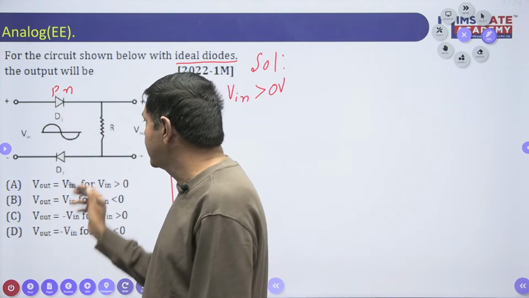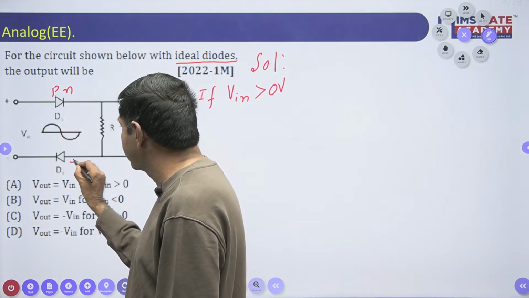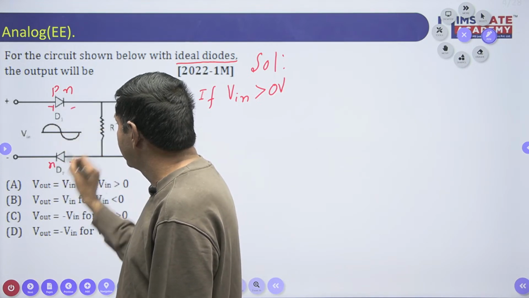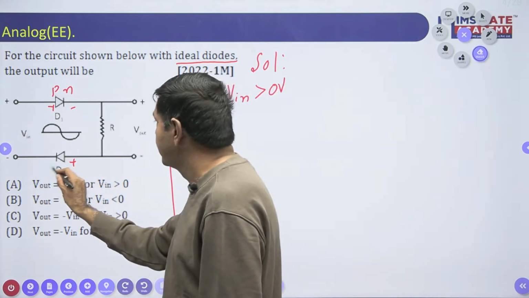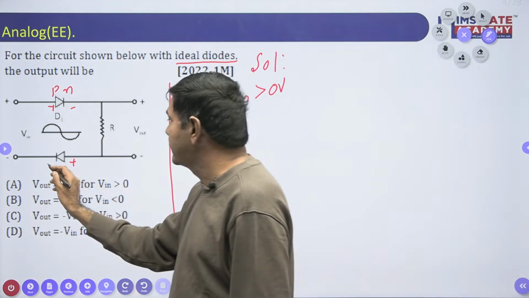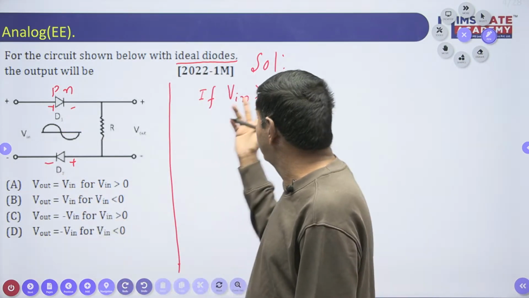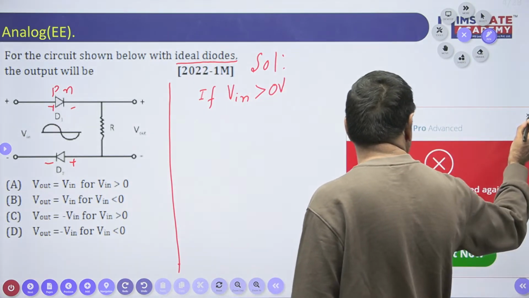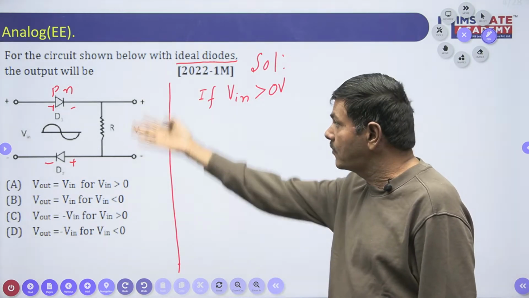In the second case, what about this diode? The same positive is connected to positive on this side, and negative is connected to negative on this side. I will write it clearly. This is negative here. If Vin is greater than 0 voltage, both diodes are in the on state, because both are forward bias.